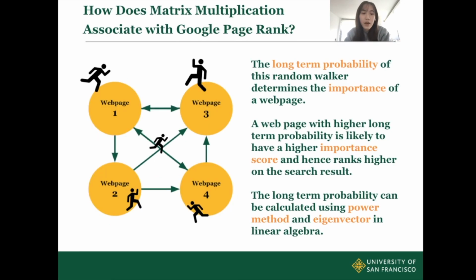So eventually, how does this matrix multiplication that we just did associate with the PageRank algorithm? The answer is the long-term probability of this random walker determines the importance of the web page. For example, the next 1 million steps. A web page with higher long-term probability is likely to rank higher on the search result, and the long-term probability can be calculated using the power method or eigenvectors in linear algebra.